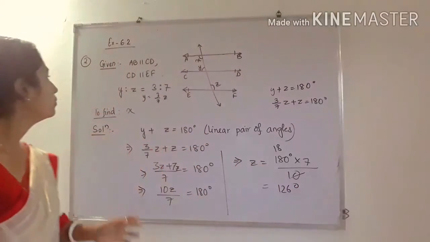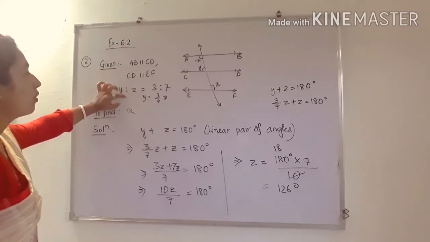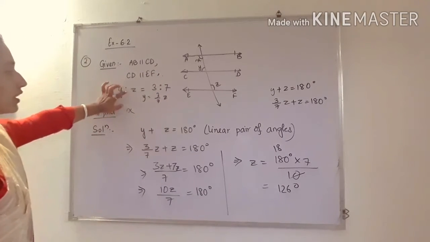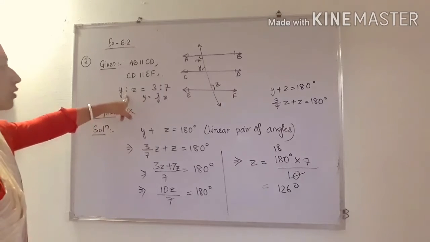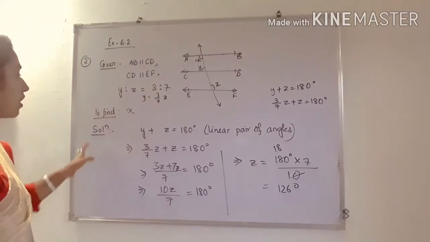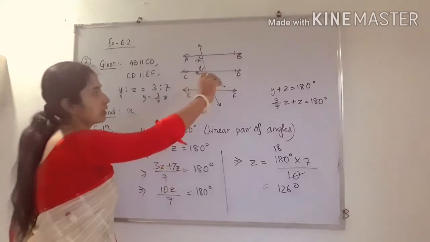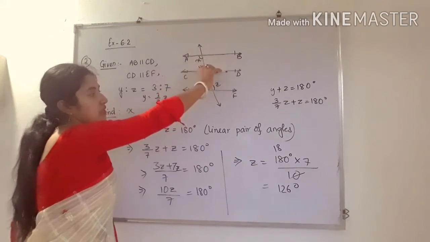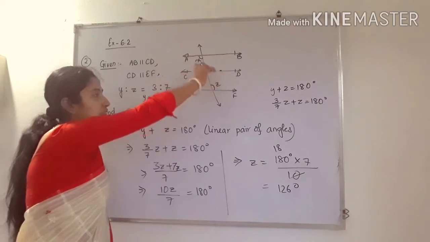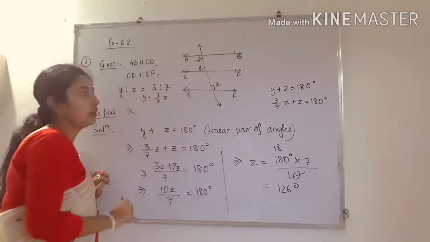So in question number 2, given AB is parallel to CD, CD is parallel to EF, and Y is to Z is equal to 3:7. So we can find the value of Y from this equation. It will be 3 by 7 into Z. Okay. So now we have to find the value of X. So see the diagram. As it is given AB is parallel to CD and CD is parallel to EF, that means all the three lines are parallel to each other. So we can say AB is also parallel to EF.